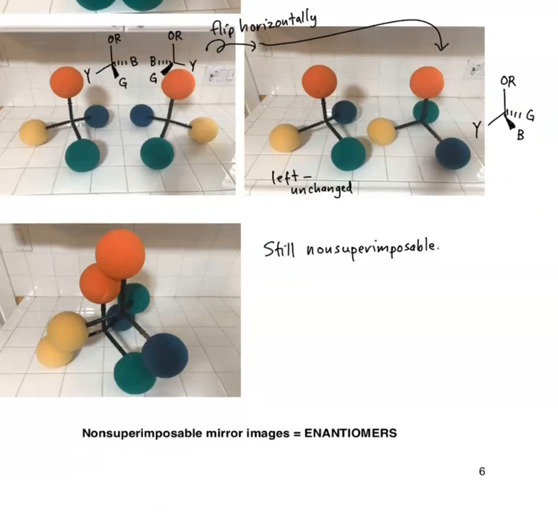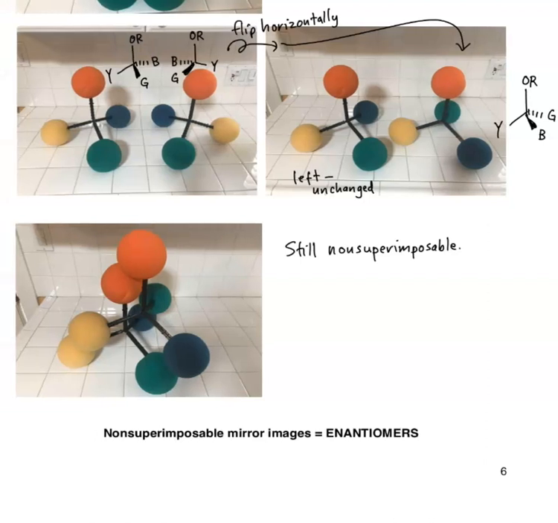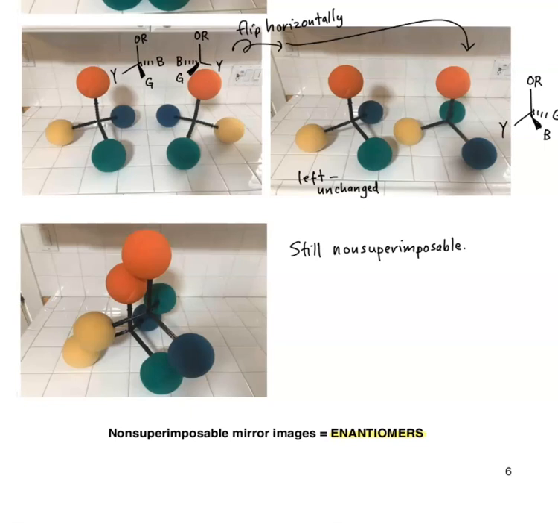Okay, so we could continue doing this, and you can continue doing this if you make models of these two. And what you'll find is that you're going to be doing this for a very long time and coming to the same conclusion, that these are not superimposable mirror images. So as such, they are a special type of stereoisomer. They're called enantiomers. So non-superimposable mirror images are called enantiomers.